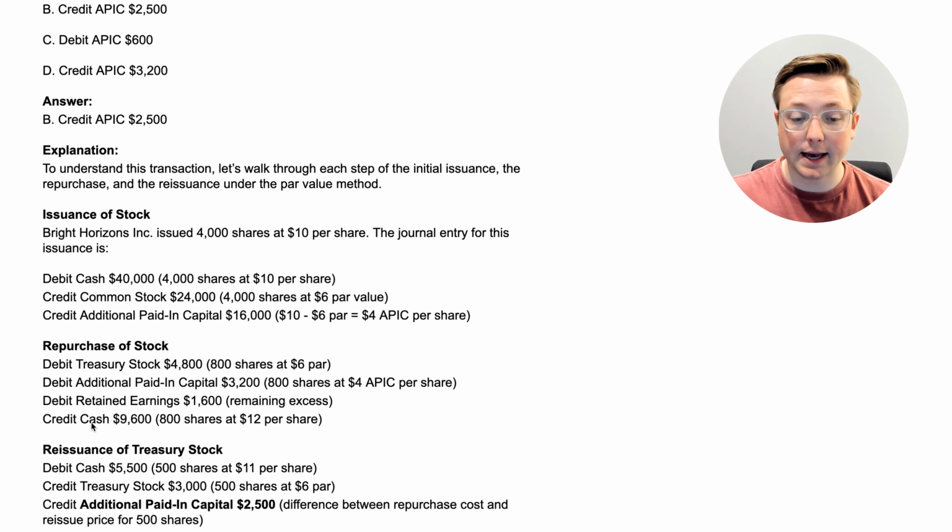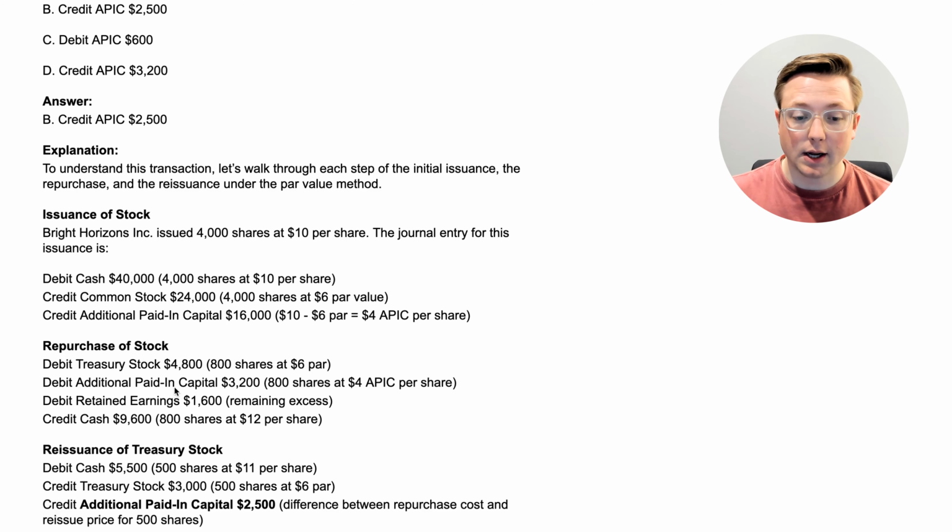And then we go down to the cash, that's $9,600. And that is 800 shares at the $12 purchase price. So $9,600. You'll notice there is a difference here of $1,600 that goes to retained earnings. So we debit treasury stock, we debit additional paid in capital, we debit retained earnings. And again, the retained earnings is the amount that is not covered by the treasury stock and the additional paid in capital, and then we credit cash.